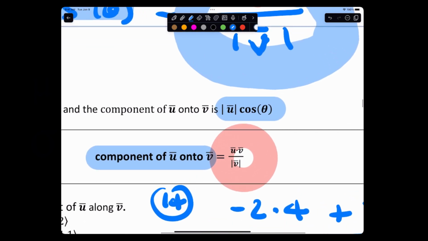Okay, the component of U onto V is the length of U cosine of the angle. But if we're looking for the component form of W now onto, I guess it was U? It might have been U. We're going to do V shortly. Then we need the length of W. We have that. And the cosine of that angle between them. And we have that too.